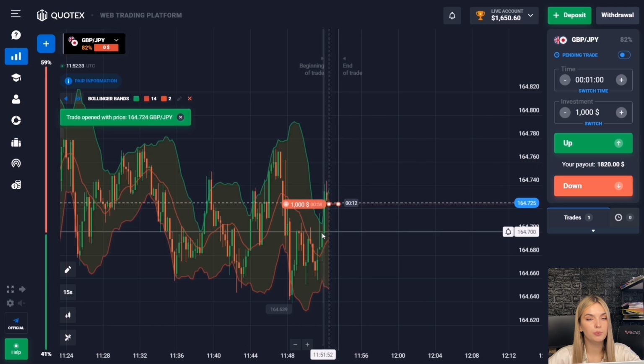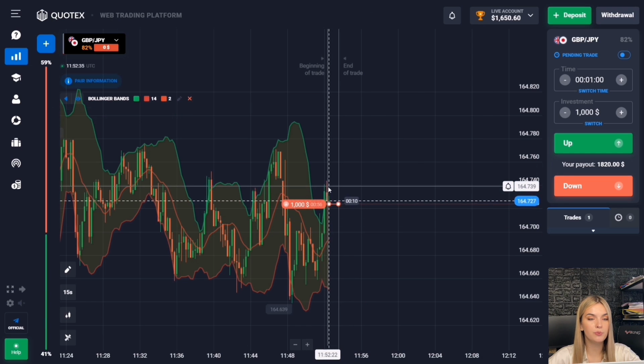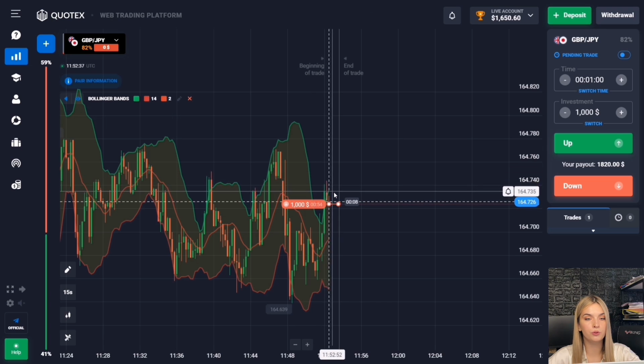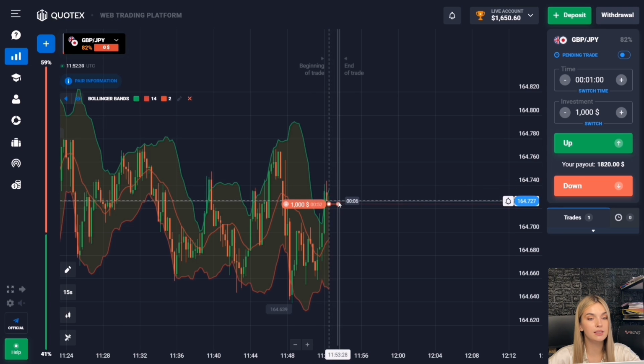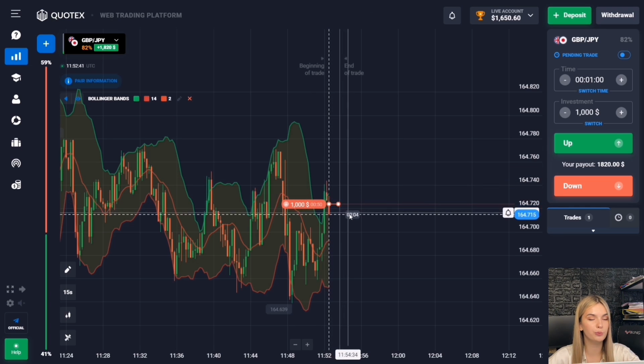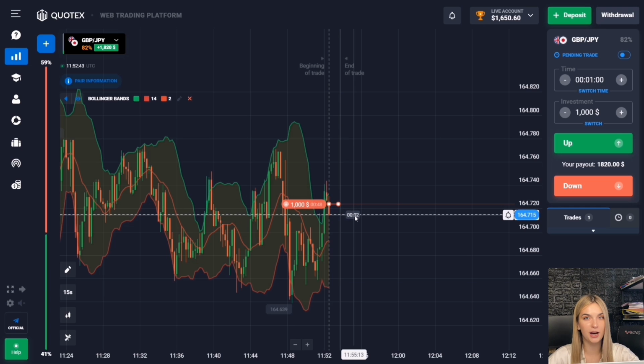I think there will be a pullback down in the near future. Since the price highs are also getting lower, the overall price trend is still going down, and in this situation there will be at least a small pullback down. And so guys, let's wait for the end of our deal.